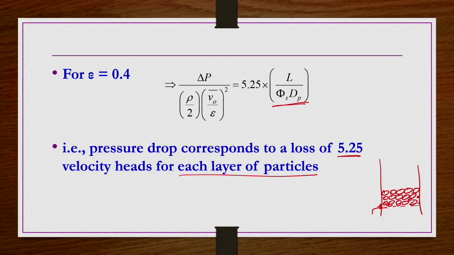So each layer is going to offer, let us say this is one layer, this is the second layer, and this is the third layer if I write. Each layer of particles, per whatever the packed bed height that has been taken, is offering 5.25 times the velocity head of a pressure drop, right. That is what it means: the pressure drop corresponds to a loss of 5.25 velocity heads for each layer of particles.